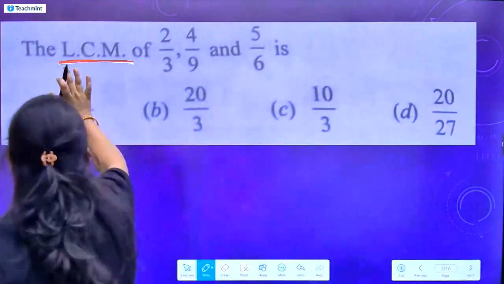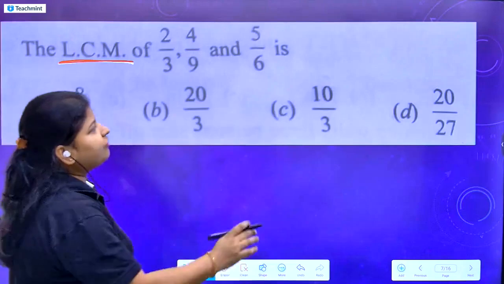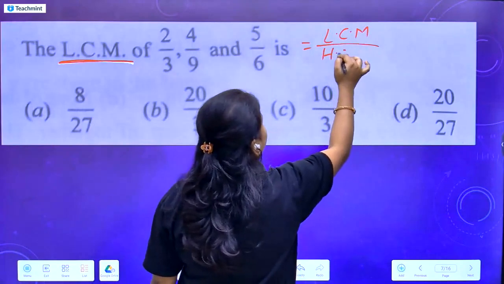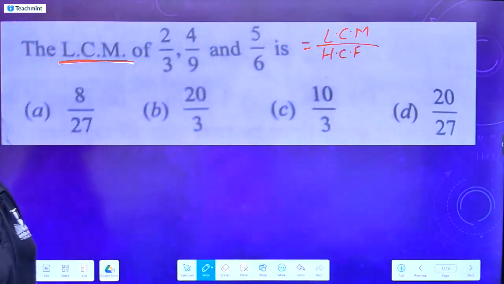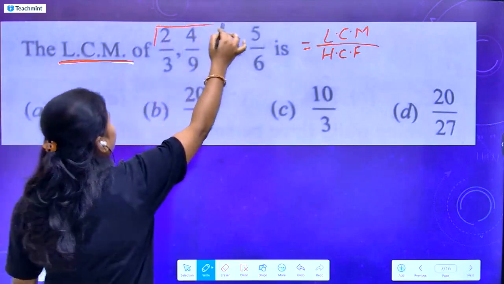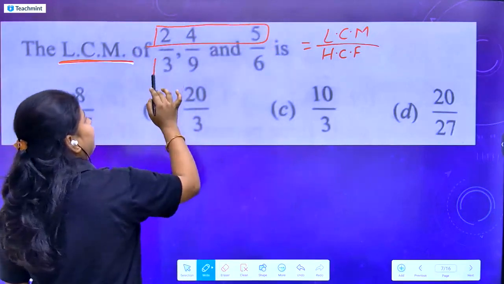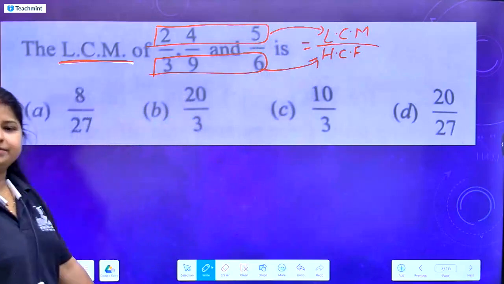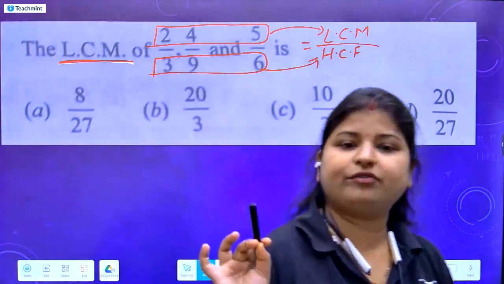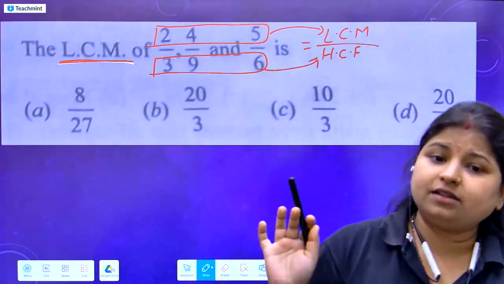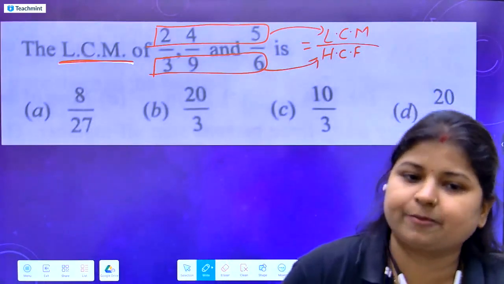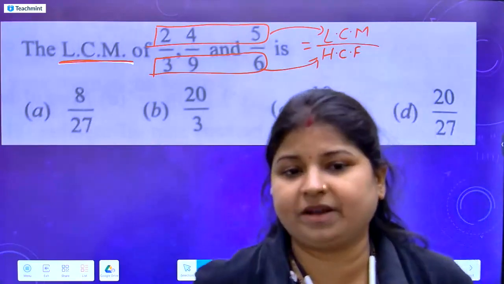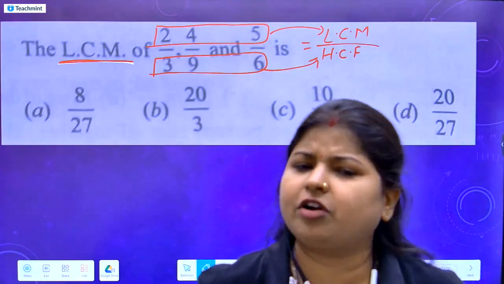So, we have to take out the LCM. The formula for LCM was what? LCM of numerators upon HCF of denominators. That means I have to find the LCM of 2, 4, and 5 and the HCF of 3, 9, and 6. Right? As per the formula, LCM of 2, 4, 5 and HCF of 3, 9, and 6. This time I'm using a more shortcut method. I will not even use the differentiation method. I will just go for the option elimination method.